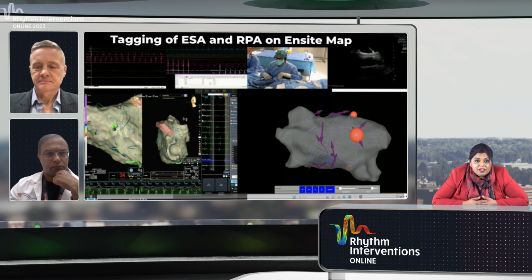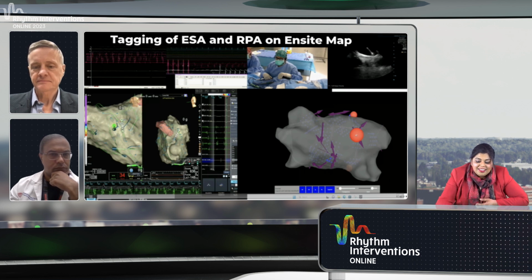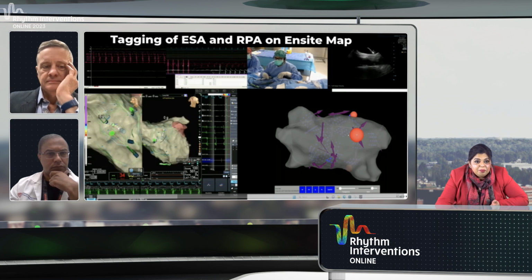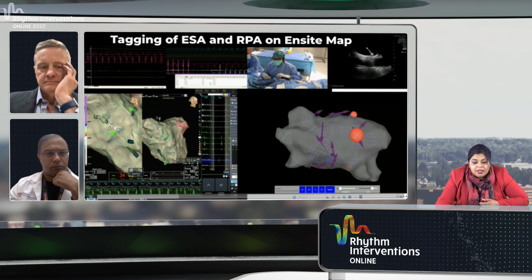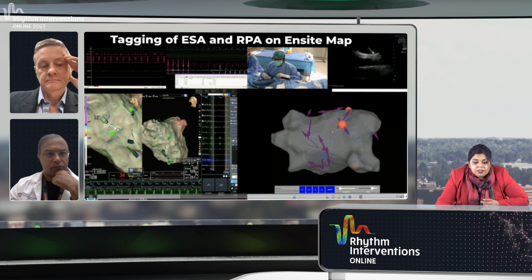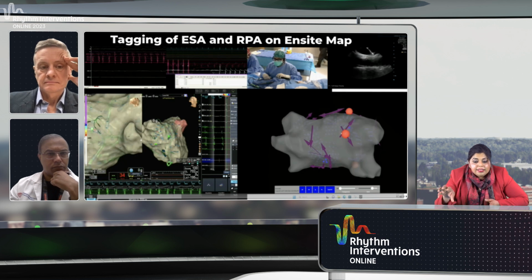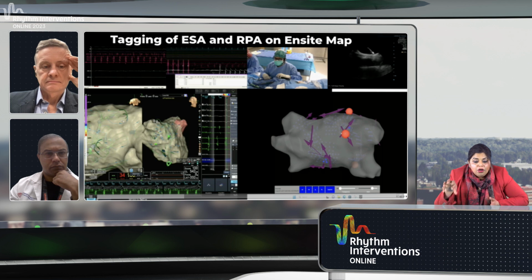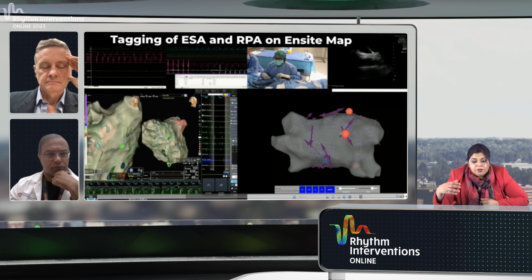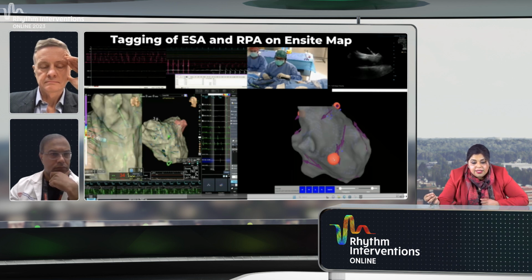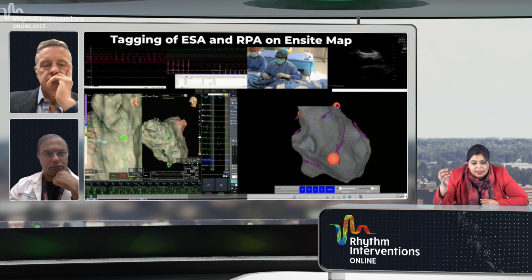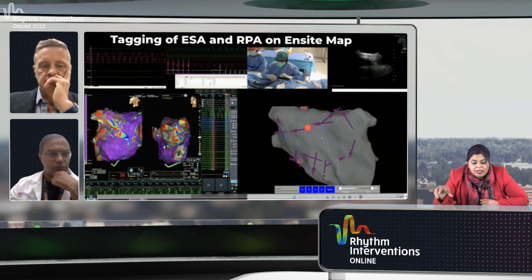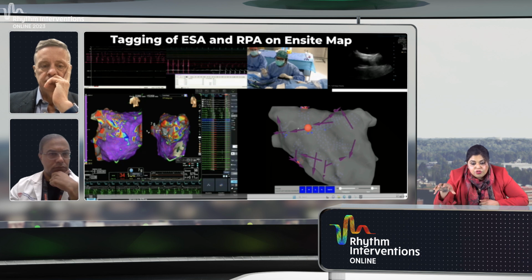Sometimes we'll talk about doing a repeat PVI, but I think this is a great point that you made, is the PVs were probably not the source. And at this point, what you're seeing is tagging these early sites of activation and these repetitive patterns of activation onto the Insight map. So you're taking those points, and you can clearly look at where the catheter was at that point, and pick up exactly which electrodes we need to tag.